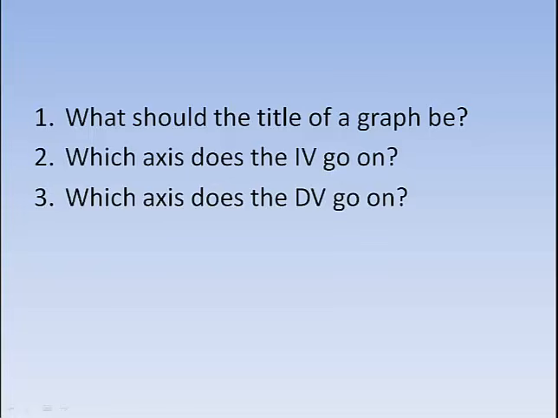All right, so hit pause, answer these questions, and then hit play. What should the title of a graph be? The title of the graph is always the same title as the experiment, and it's always in the form of the effect of the IV on the DV. Which axis does the IV go on? The IV always goes on the x-axis. Which axis does the DV go on? The DV always goes on the y-axis.